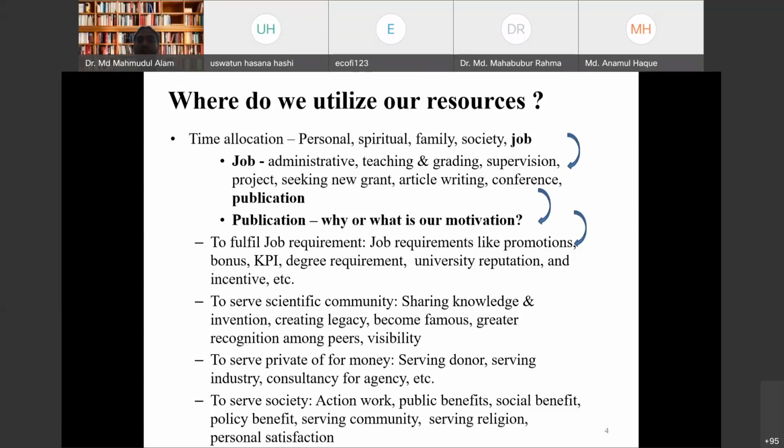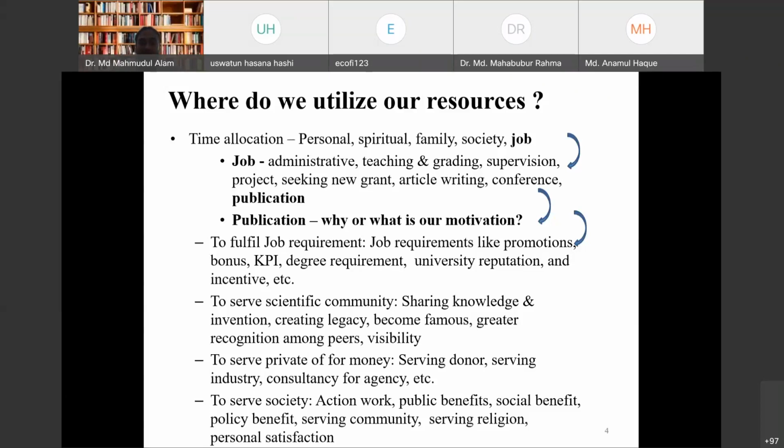So this is the scientific motivation, that I want to contribute to the scientific community. This research, this publication, is focusing on my colleagues, those who are the academicians or the PhD students in this field. And then come the private sectors, or working for the money.